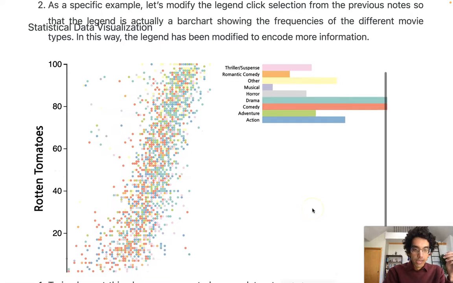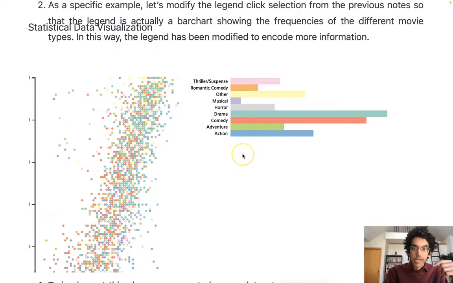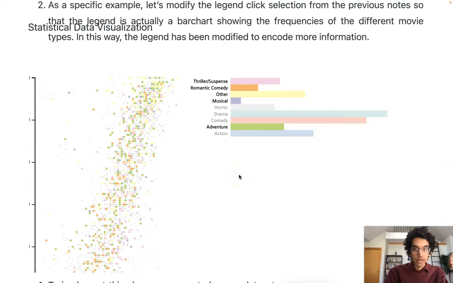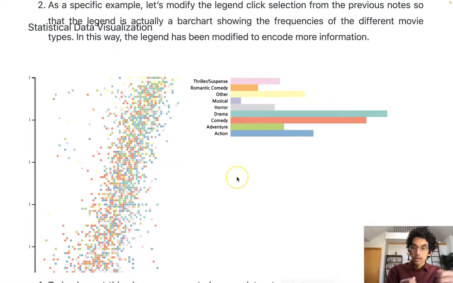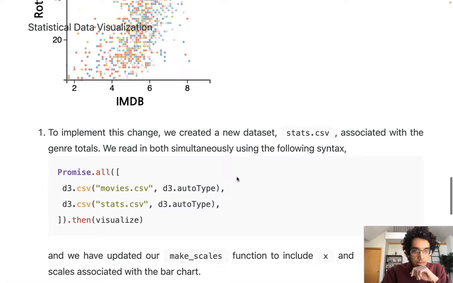So here is the same kind of example as our legend example before, except the size of the bars represents how many movies belong to that group. And so when I click on the action bar, it's selecting or deselecting all the action movies. When I click on drama, it's selecting or deselecting the drama, and I can select or deselect multiple of these at once. Just like the legend example, except the bars, these rectangles, encode the number of movies.